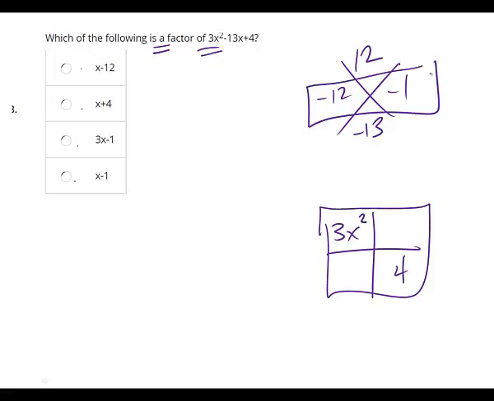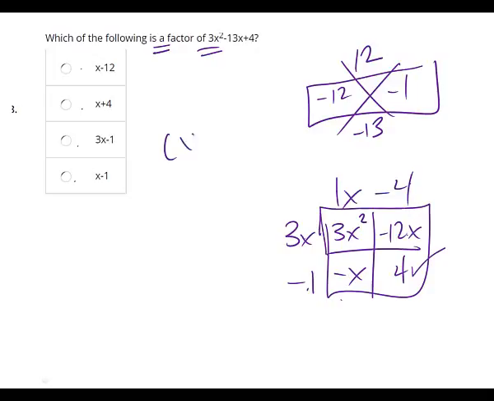All right. So we've got the negative 12x and the negative x. What times what is 3? 3 and 1. Can the 3 go on the top, or does it have to go on the side? Side, because it divides the 12x. How many times does 3x divide negative 12x? Negative 4. Good. How many times does 1x divide negative x? Negative 1. So I have x minus 4 times 3x minus 1.